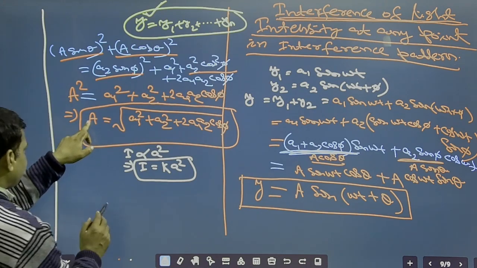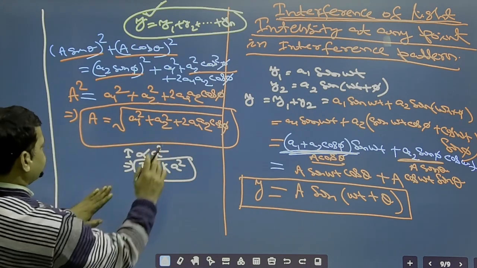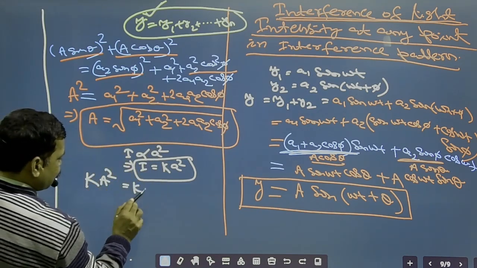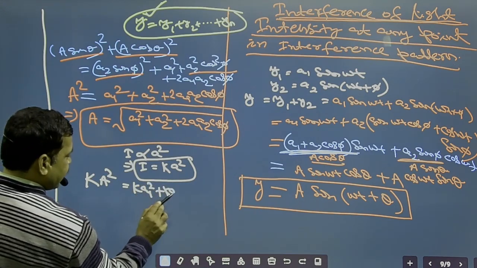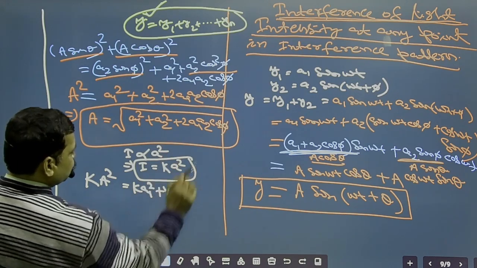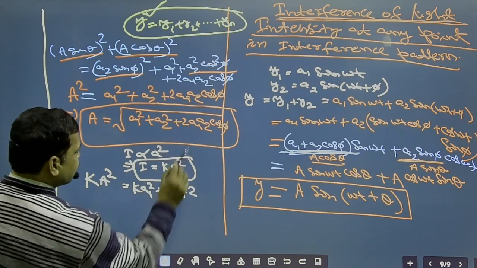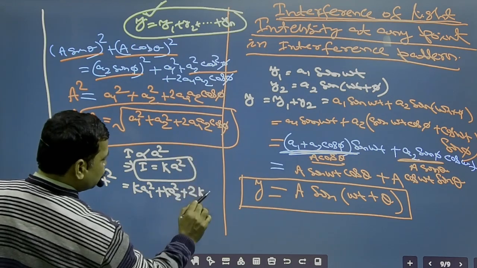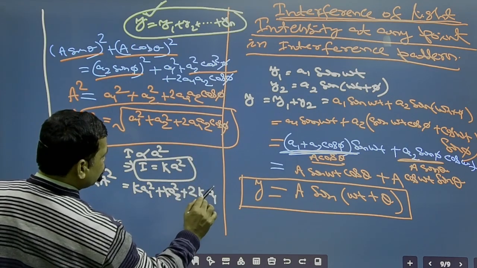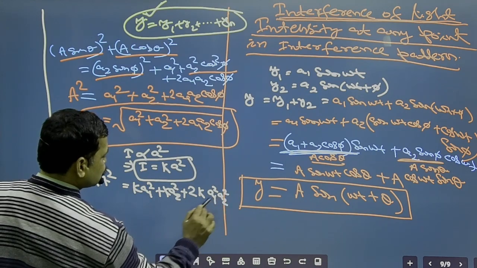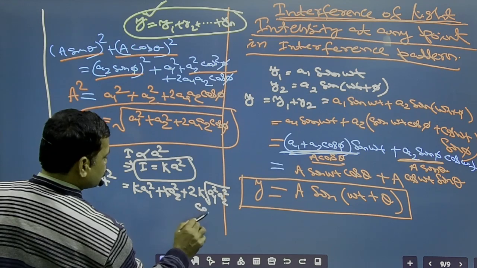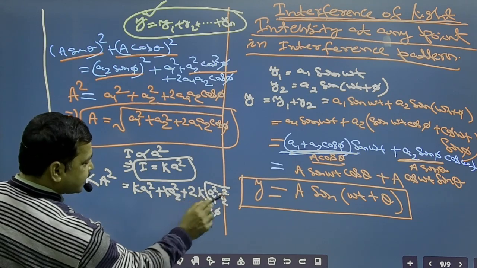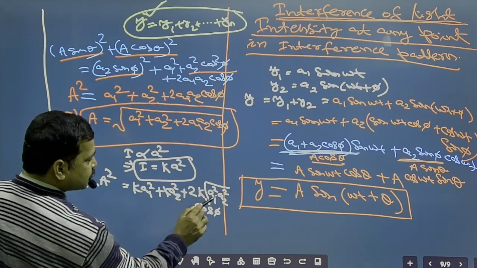So you take here, multiply by k on both sides and square. Here we will be getting k a square equals k a1 square plus k a2 square plus 2, and we write k on both sides. Now a1 a2 I can write as the square root of a1 square and a2 square, and this will be cos phi. This k also will be taken outside like k square, so k a1 square, k a2 square.